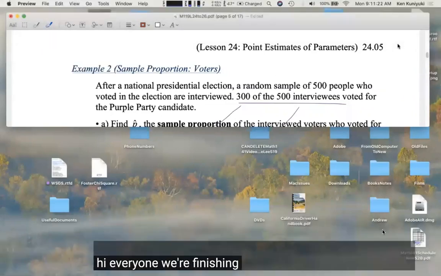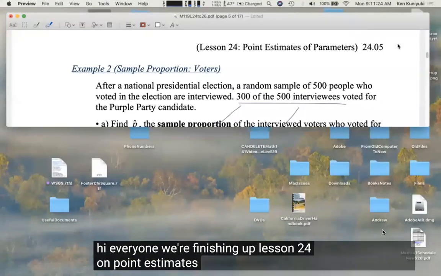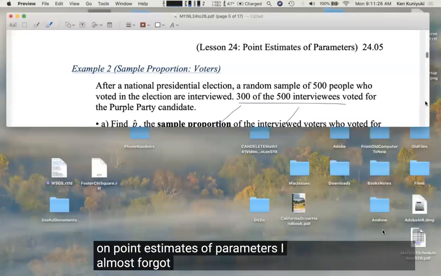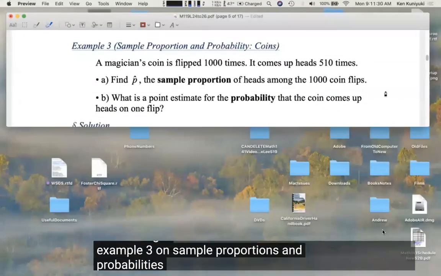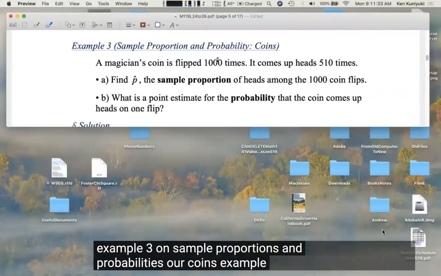Hi, everyone. We're finishing up lesson 24 on point estimates of parameters. I almost forgot example 3 on sample proportions and probabilities, our coins example.